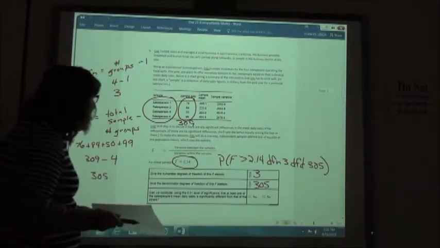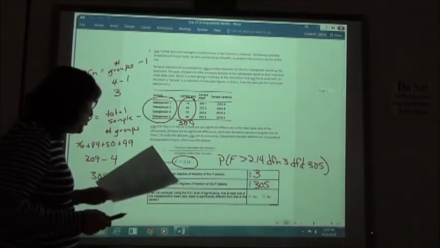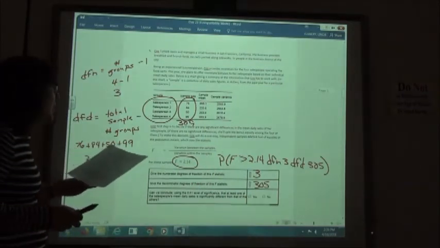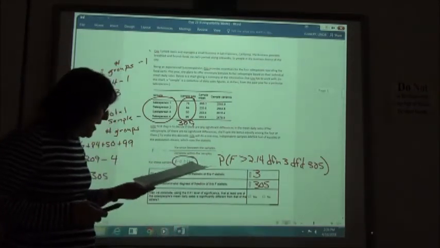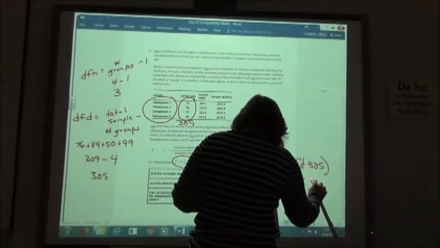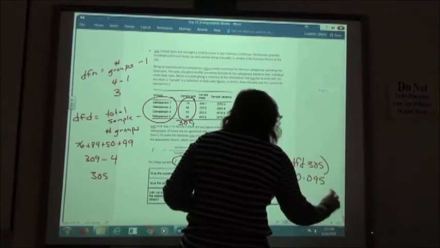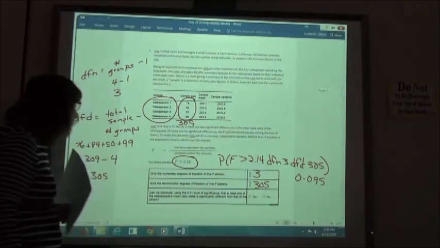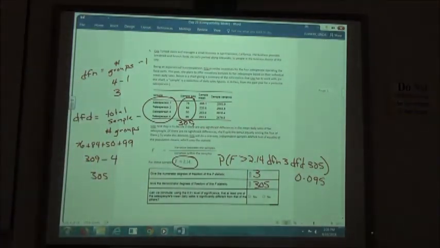So if I figure that out, P of F is greater than 2.14, with a degree of freedom of 3 in the numerator and a degree of freedom in the denominator of 305, you should come up with 0.095.